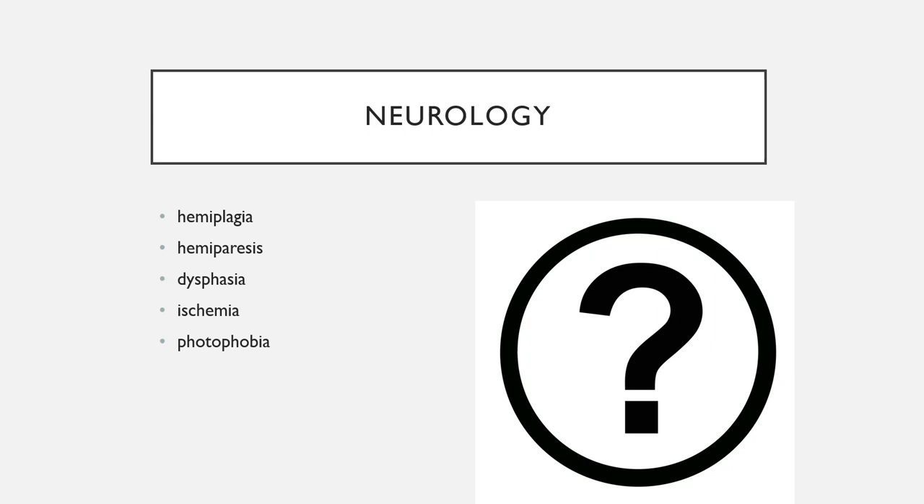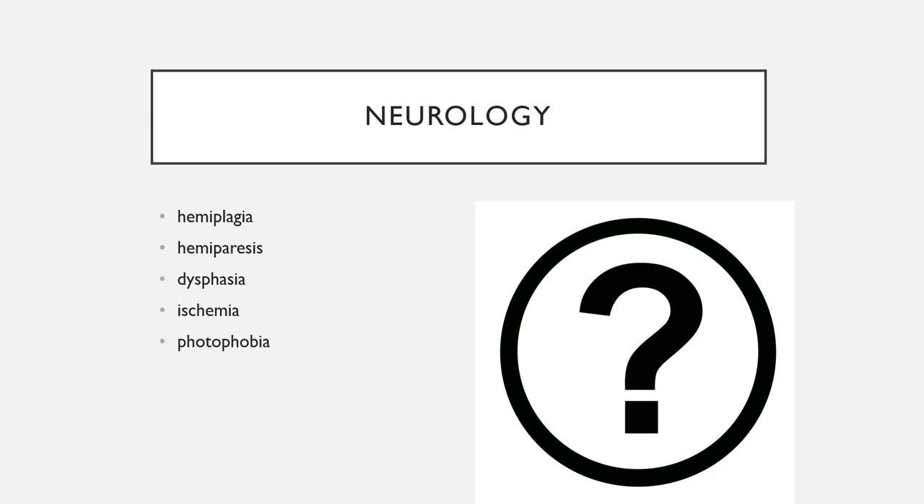So let's review. I'll say the word and then give you a chance to say it to yourself before I give the definition. Hemiplegia. It's paralysis of half of the body. Hemiparesis. It's a weakness of one half of the body.